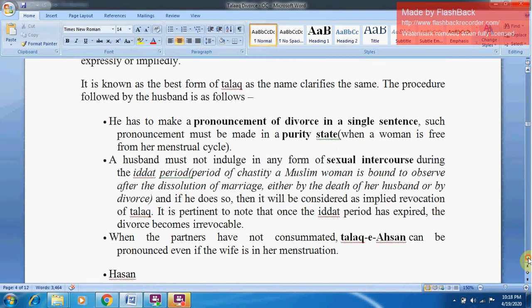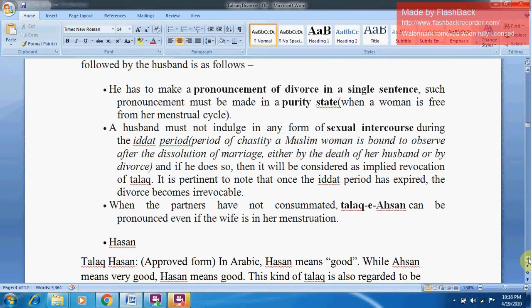The procedure followed by the husband is as follows. Number one, he has to make a pronouncement of divorce in a single sentence. Such pronouncement must be made in a purity state, that is, when a woman is free from her menstrual cycle. Number two, the husband must not indulge in any form of sexual intercourse during the iddat period, the period of chastity a Muslim woman is bound to observe after the dissolution of marriage, either by the death of her husband or by divorce. And if he does so, then it will be considered as implied revocation of talaq. It is pertinent to note that once the iddat period has expired, the divorce becomes irrevocable.